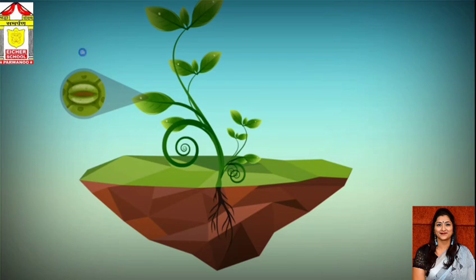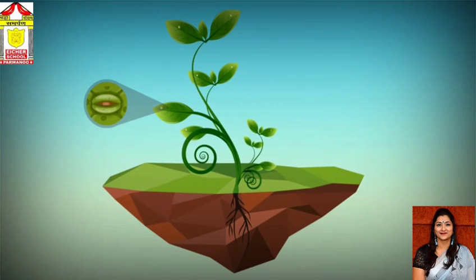Now let us find out, do plants also respire? Like other living organisms, plants also respire for their survival. They also take in oxygen from the air and give out carbon dioxide. Plants have small pores called stomata for the exchange of gases. So this is how breathing takes place in plants.